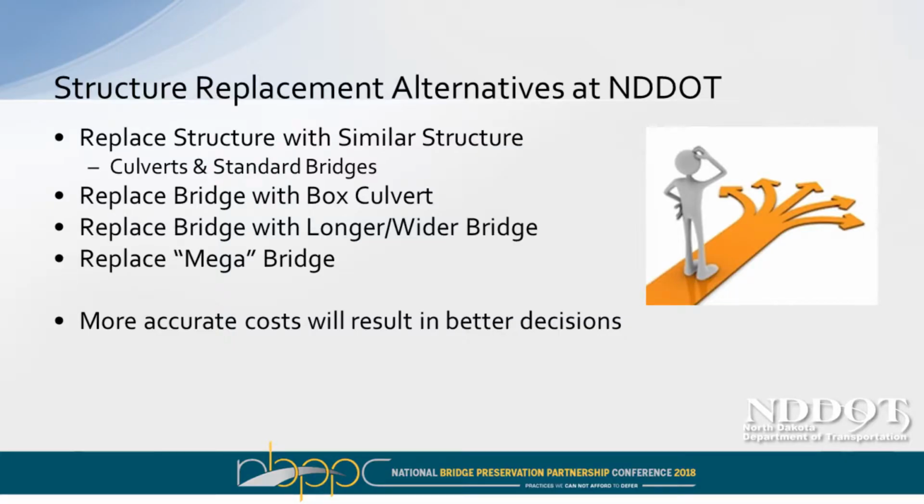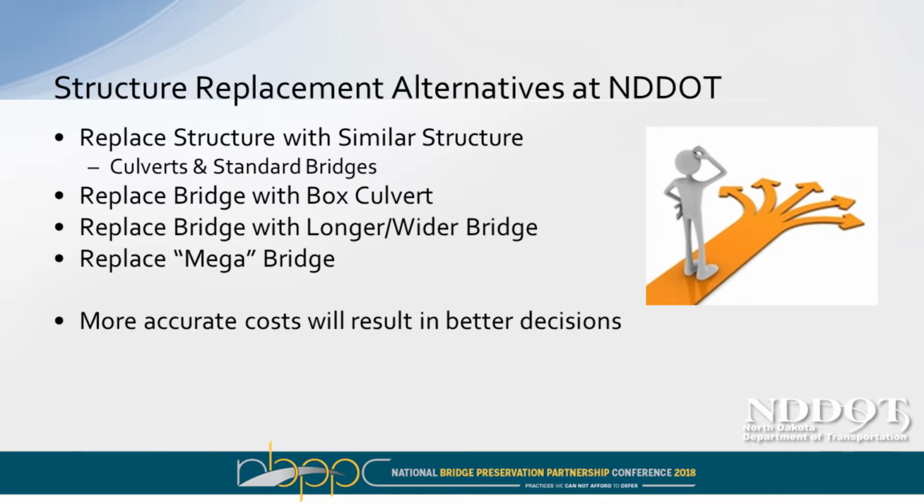So here's where we come to a point where, during our training, we asked, what do we do with structure replacements? We have a number of different scenarios that we use, and we limit it to this. Replacing a structure with a similar structure, so it meets basically all of the current standards. Replacing a bridge with a box culvert. I'm not sure how many of you would do this as a widespread part of your program, but whenever possible, we're going to replace it with a box culvert.